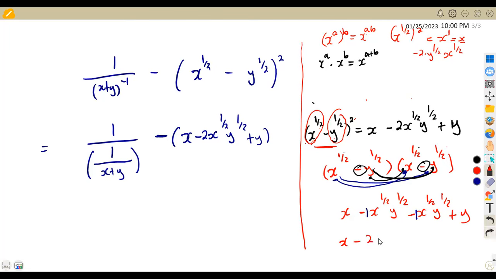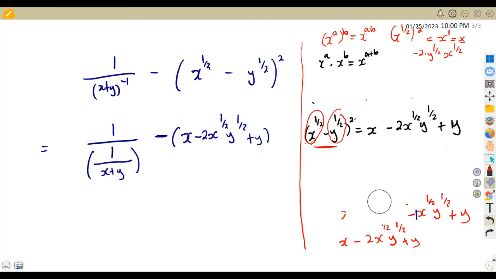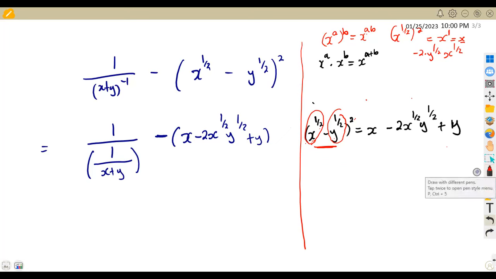So this is going to be minus 2x to the exponent of a half, y to the exponent of a half plus y. So as you can see, we are obtaining the same answer, only that this part is a lot of expansion. But if this method is best for you, then use this method. Because in the exam, guys, you're not asked to use the method that this person is using.